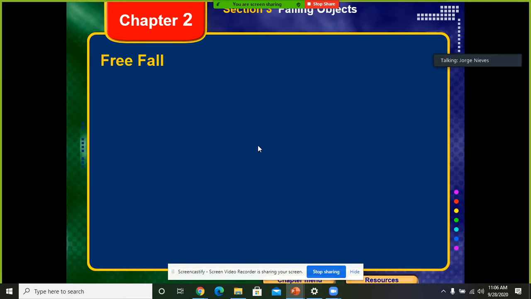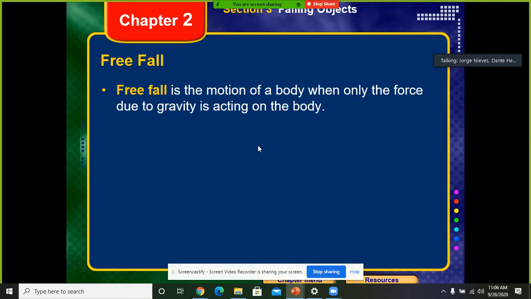¿Ok? En español sería caída libre, ¿verdad? Ese podría ser el nombre que podíamos dar, ¿ok? So what is free fall? When we talk about free fall, we are talking about the motion of a body when only the force due to gravity is acting on the body, okay?